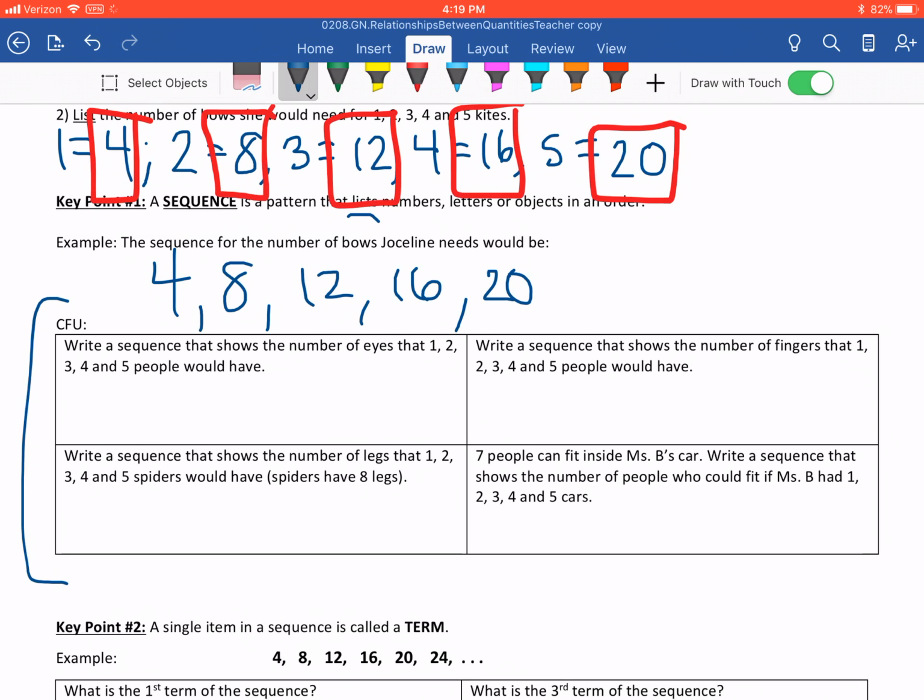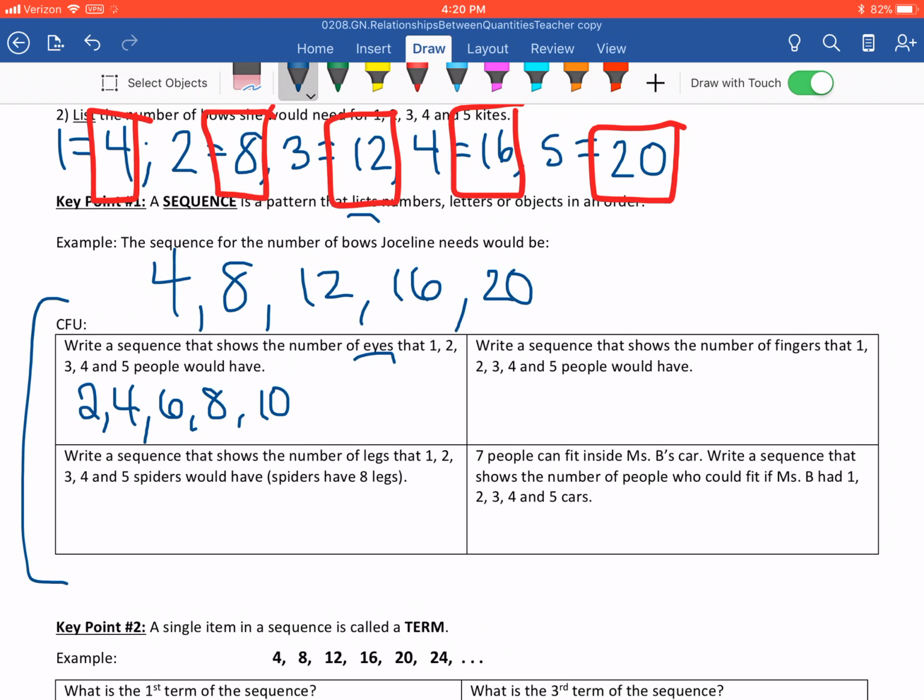Write a sequence that shows the number of eyes that 1, 2, 3, 4, and 5 people would have. We're going to assume that all of these people have 2 eyes. So that means for 1, it would be 2 eyes, comma. Then for 2 people, it would be 4. Then it would be 6, 8, and 10. So our sequence would be 2, 4, 6, 8, 10.